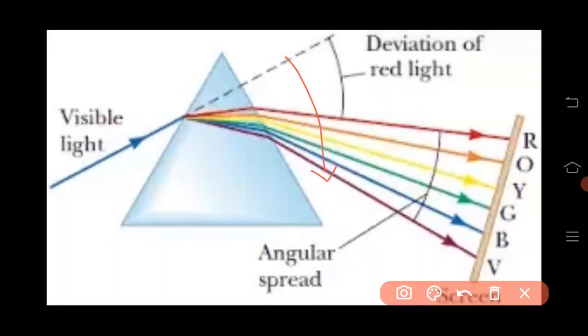So the question is, why do we get the spectrum when white light is refracted by the transparent medium? This is due to the different angles for different colors. Different colors bend with different angles. You can see here the theta value: red, then orange, yellow, green, blue, and the last one violet. So all the colors are bent with a different angle.